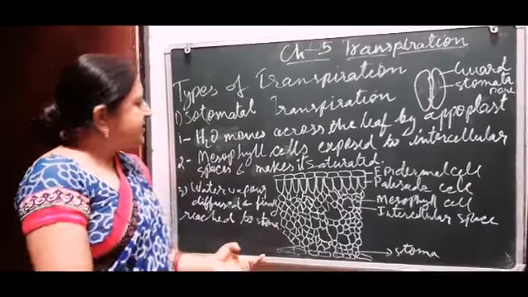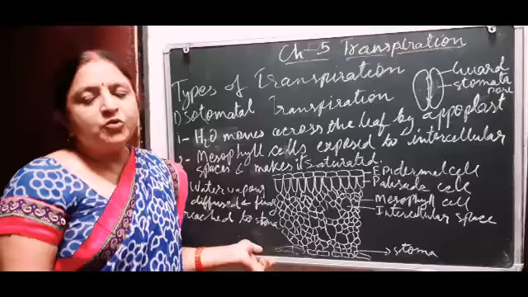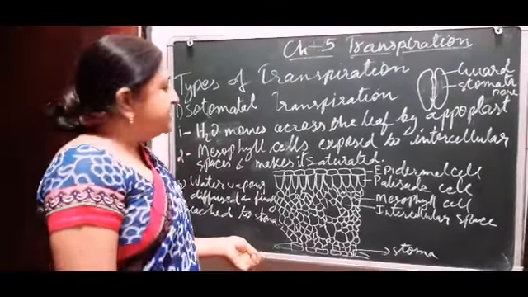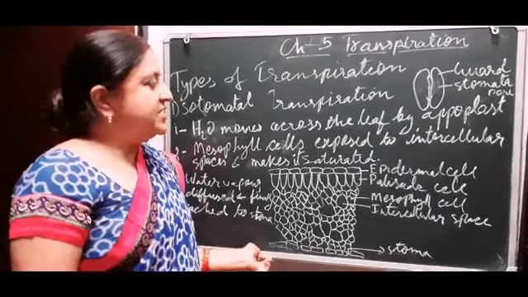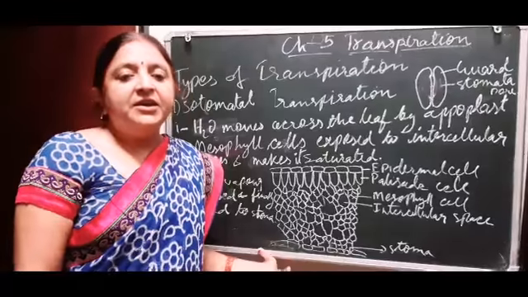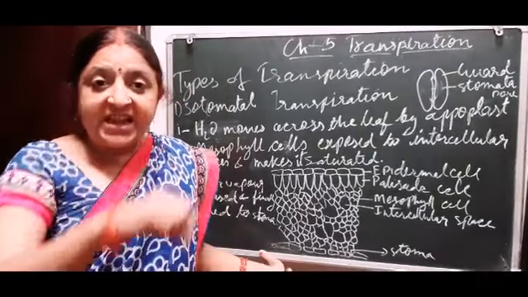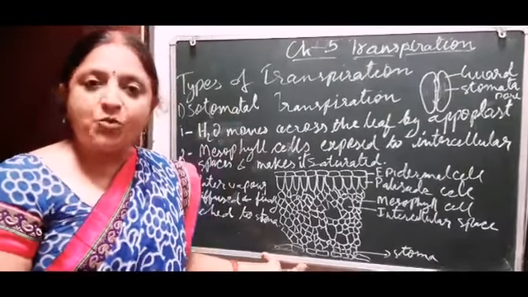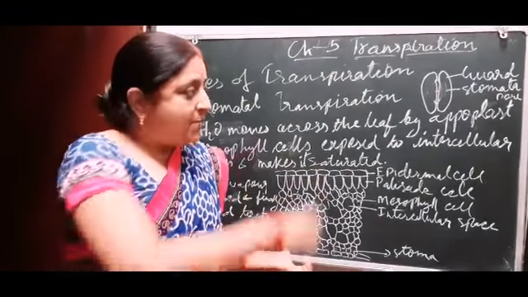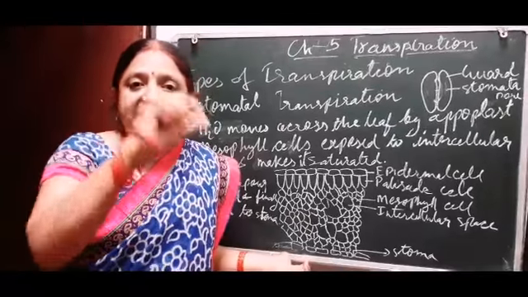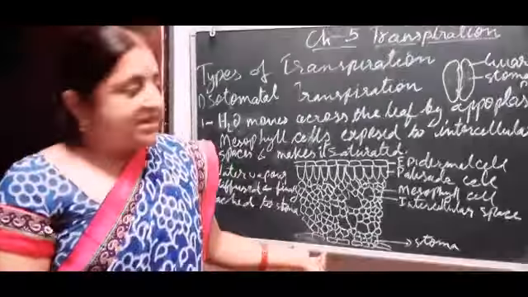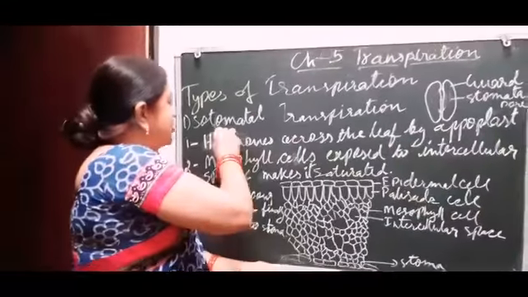Now let's look at the mechanism of how stomatal transpiration takes place in leaves. First, water moves across the leaf by the apoplast pathway. What is apoplast? It is the pathway of water through the cell walls. I have already taught you that there are two pathways, apoplast and symplast. Apoplast is the pathway of water through the cell walls of the cells. So in this, water moves.